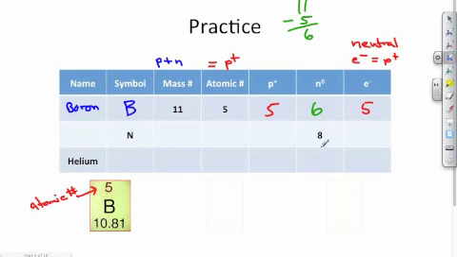In our next example, the 2 pieces of information that we're given are the symbol of our atom and the number of neutrons. So let's try to fill in the rest of the information. N is nitrogen. So I'm going to go ahead and write nitrogen in here as its name.